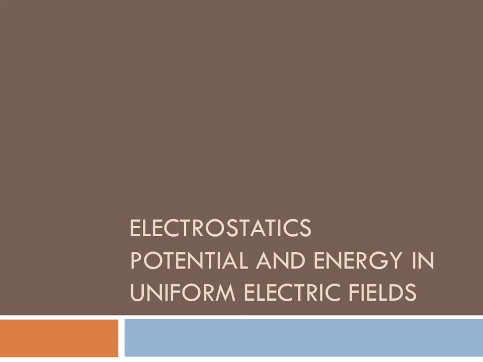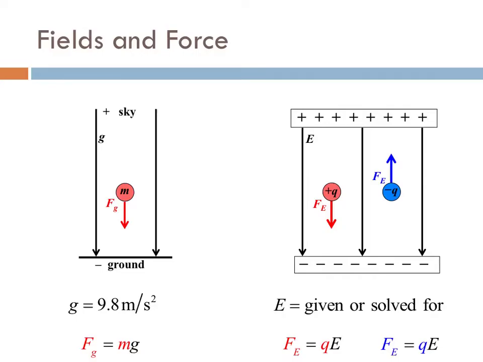This video covers electrostatic potential and energy in uniform electric fields. So up until now, we've talked about electric fields and forces. We said that electric fields go from positive charges to negative charges. So on the right, we have a picture of a positive plate and a negative plate. So our electric field will go from positive to negative.